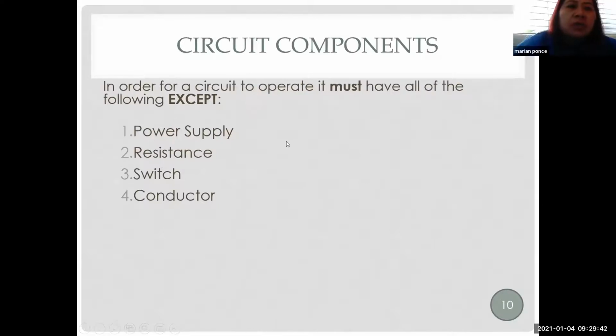So load and resistance are the same. All loads are the resistance of the circuit. In a complete circuit, all resistance creates a load. Everything has resistance, right? Even conductors, semiconductors, everything has a minimal amount of resistance.